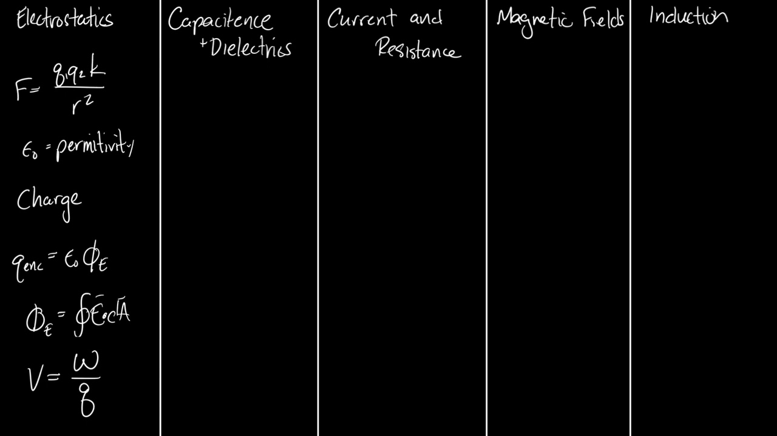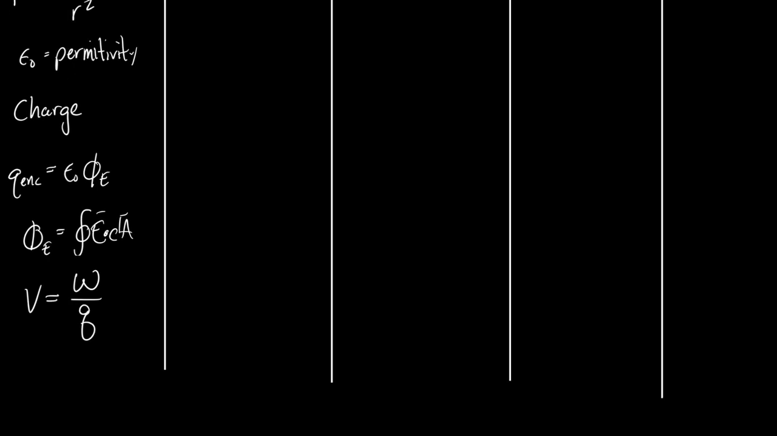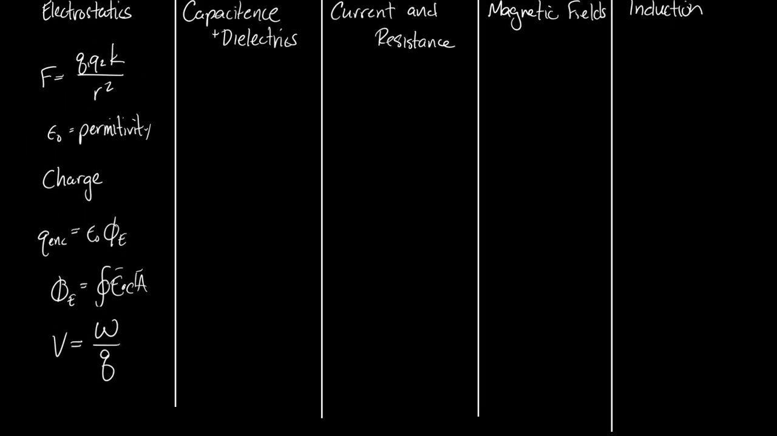Because we defined the electric potential as work over charge, we had to bring back the concept of work. When we discussed how to find the electric potential, we did so relative to the field. You could do work by moving a particle through an electric field.